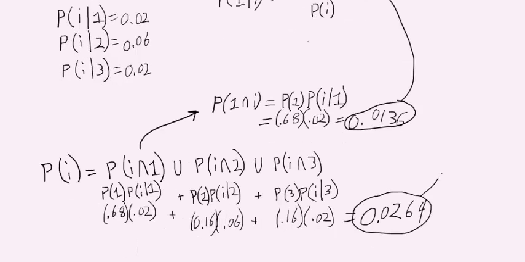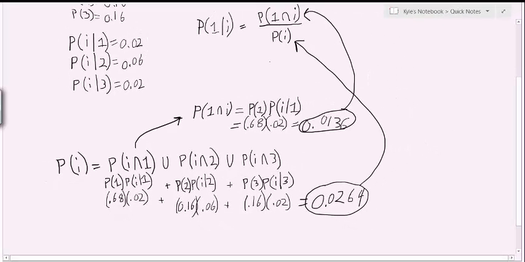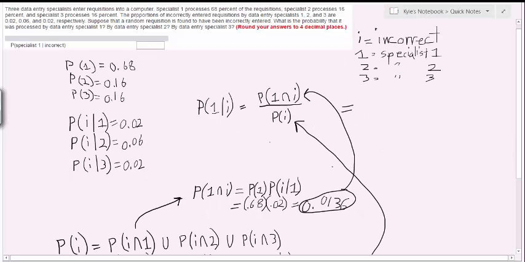This is our number for the denominator. This is the probability of an incorrect data entry in general. Let's finish this out and plug our pieces in. Equals, that's the probability that specialist 1 did the data requisition given that it was found incorrect.